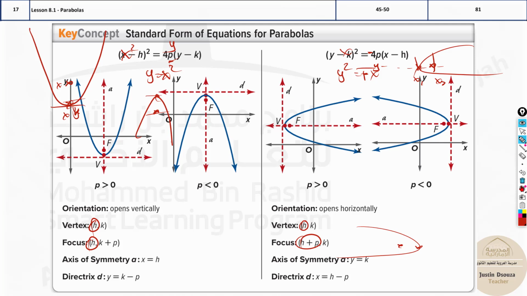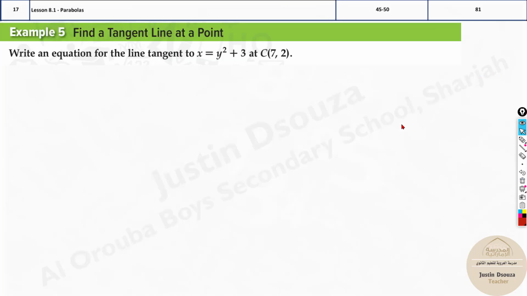If you know the basics of parabola, we can solve these problems. I will solve two problems. One will be x equals y squared, and one more will be y equals x squared. Both are different types. And then all are the same repetition.